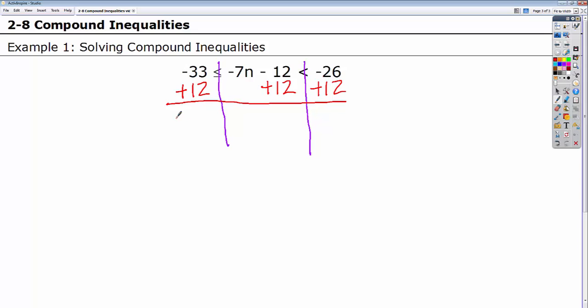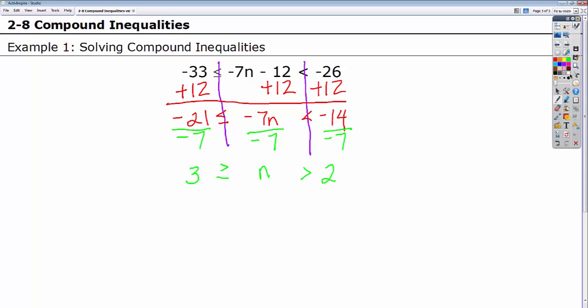So over here that gives us negative 21 less than or equal to negative 7n less than negative 14. Okay, next we need to divide by negative 7. Same thing here, same thing here. That gives me positive 3. I'm dividing by a negative, so I need to flip my sign over. Greater than or equal to n. Again, dividing by a negative, so flip your sign over. Greater than 2.